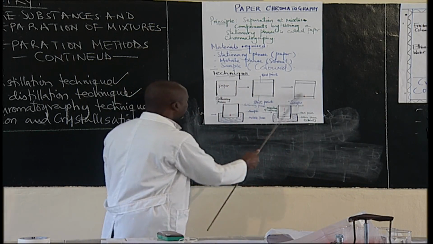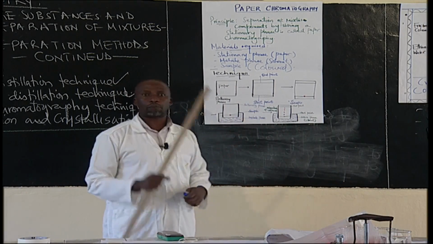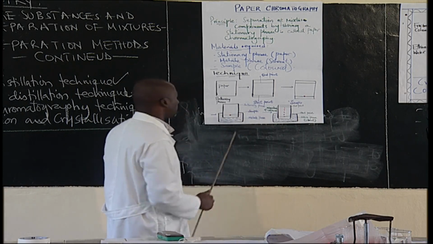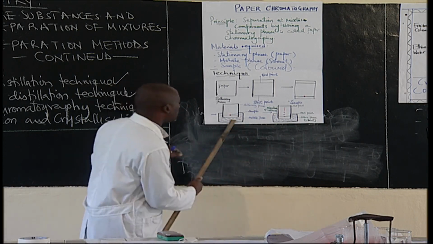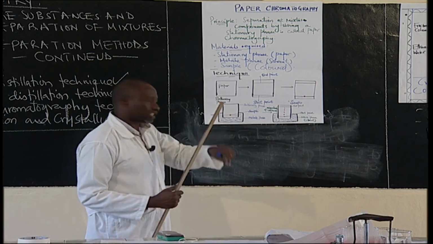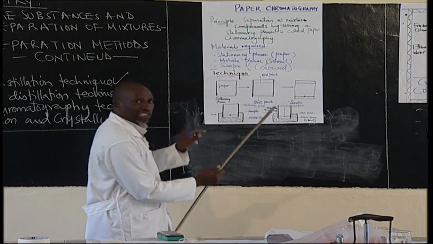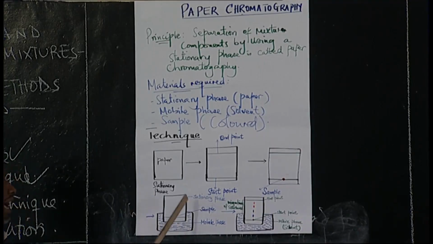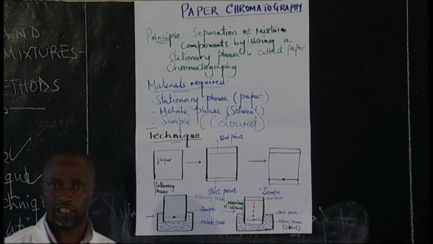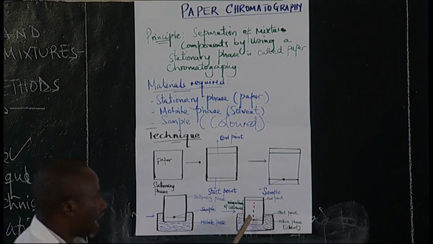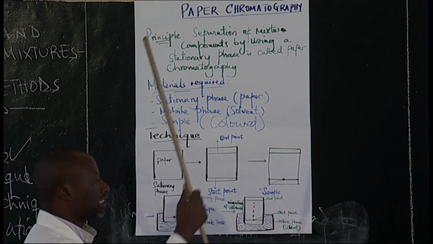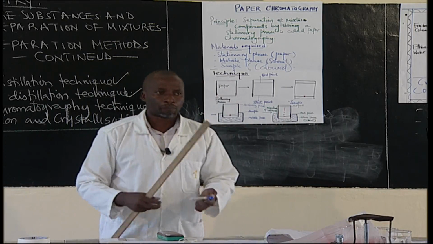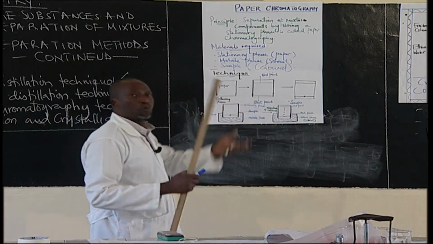And then, after putting the sample, you insert the paper so that part of the paper is dipped into the mobile phase. That mobile phase is a solvent. The sample is slightly above the solvent, and the paper is the stationary phase. What happens when it is inserted? The materials within the mixture at the start point will start moving up.